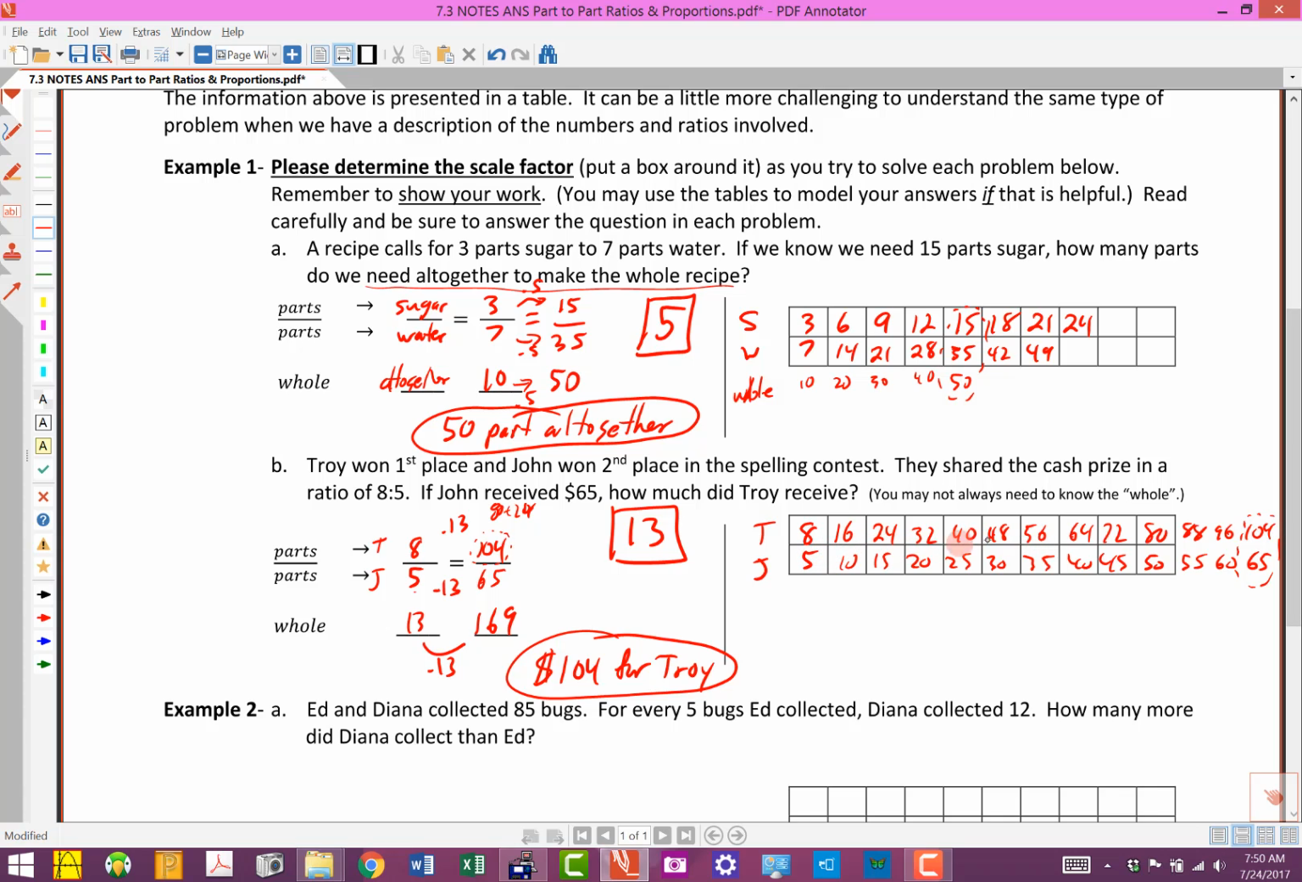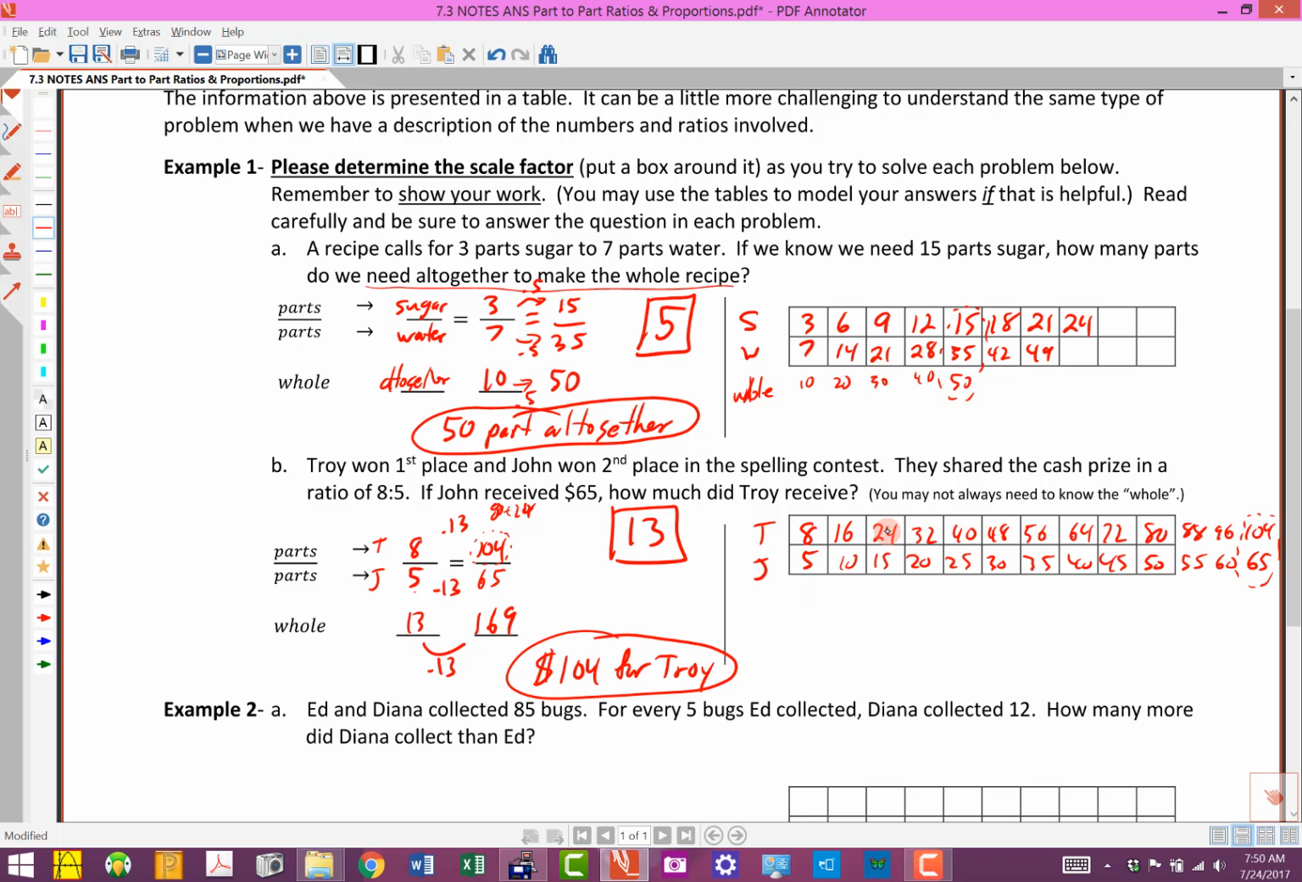So this is one reason why I don't like this. Depending on how big the ratios are and stuff like this, this can take a long time. It can be tedious. It is very clear what the answer is, and how we get there, but it can be a little more difficult.